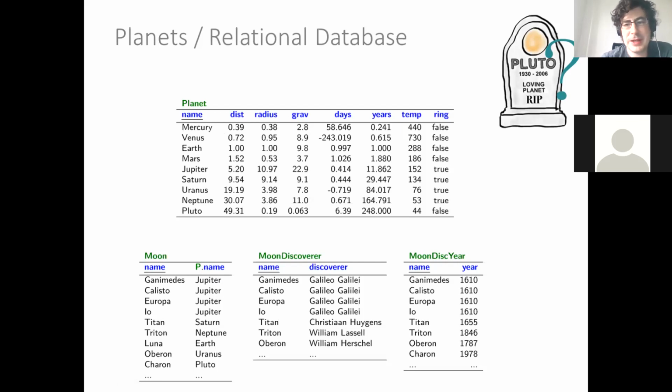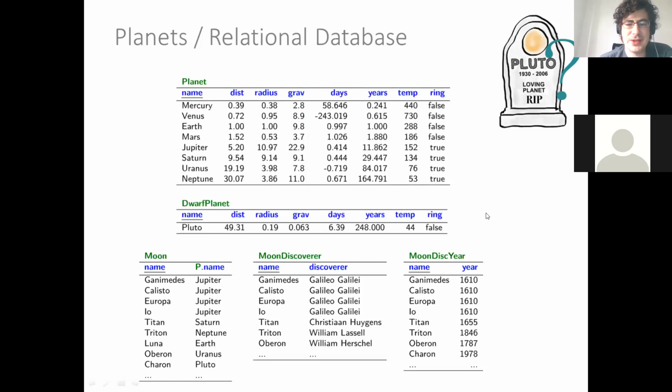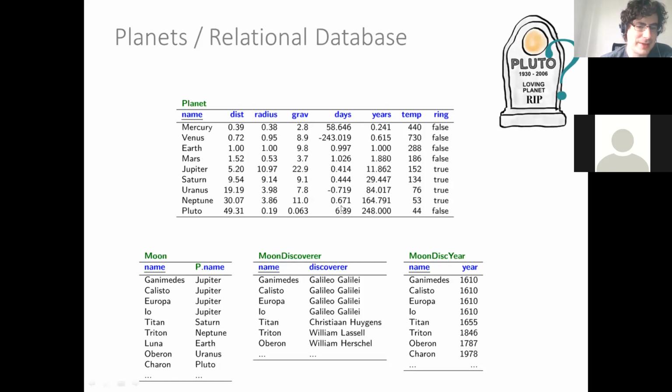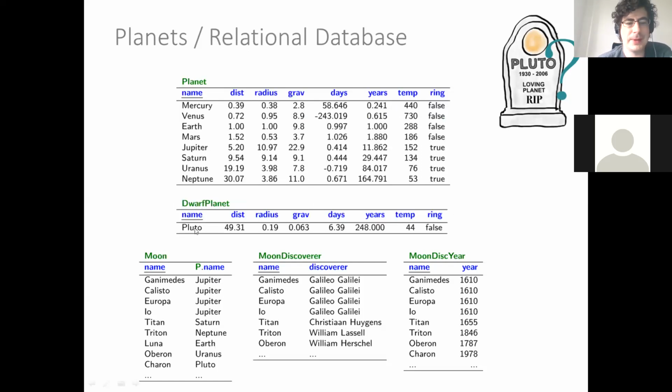Now Pluto is no longer a planet. We have to somehow do something with Pluto. How are we going to resolve this issue? Well, rather than just delete the data, maybe we'd like to hang on to this data in case it might be useful in future. We could say, okay, let's create a separate table, dwarf planet, and we'll add Pluto to the dwarf planet table. So great.